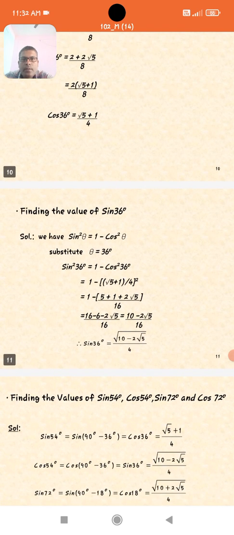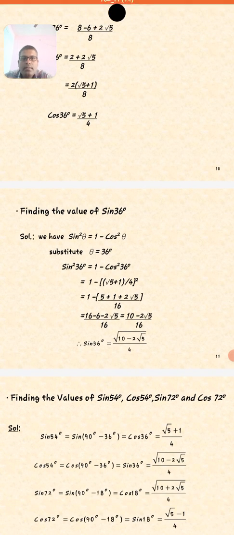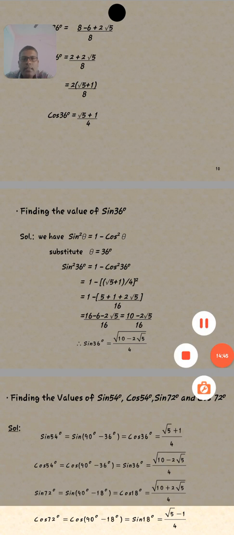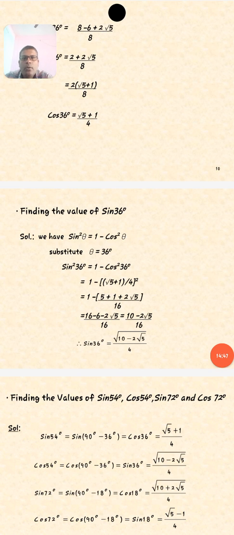Now we see here, find the value of sin 36 degrees. We have sin square theta is equal to 1 minus cos square theta. Substitute theta is equal to 36 degrees. In the place of theta we substitute 36. Sin square 36 degrees is equal to 1 minus cos square 36 degrees.